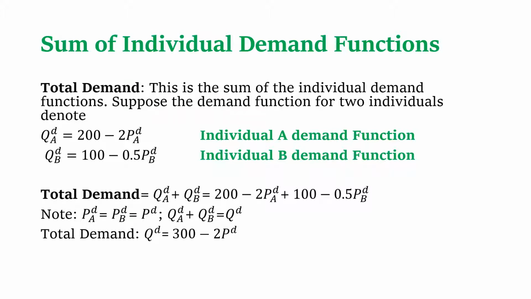Just plug them in, and then you have QD equals 300 minus 2PD. So this is the market demand curve, okay? Now, these two individuals have demand curves given like this, and then we have the market demand curve like this, okay? Good.